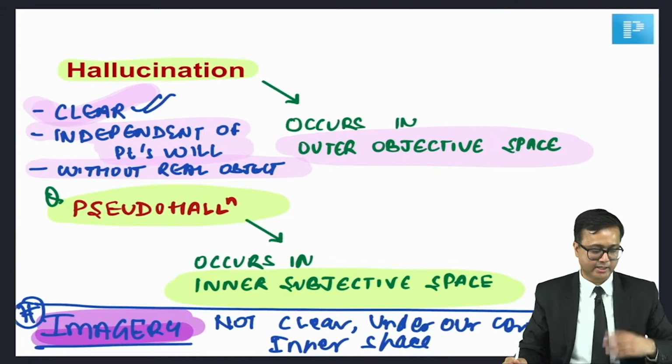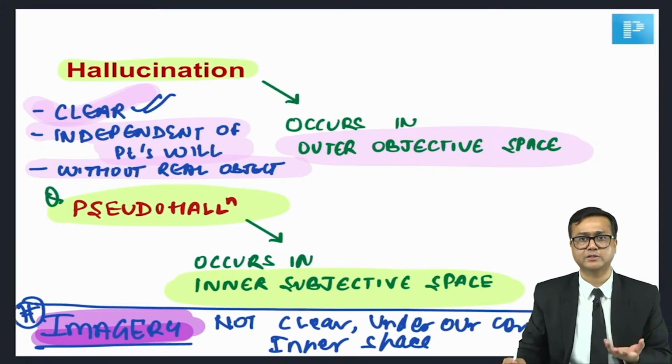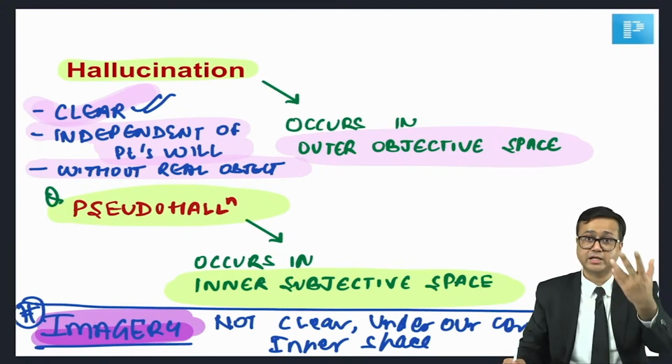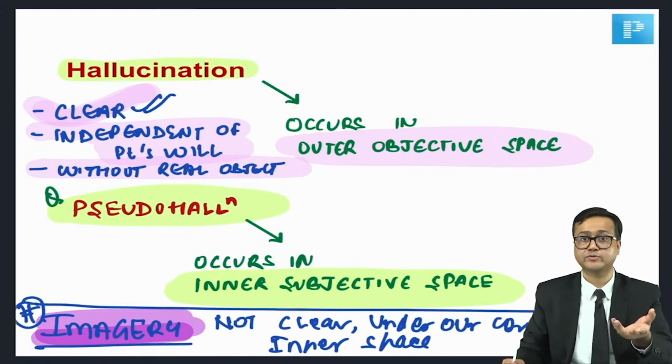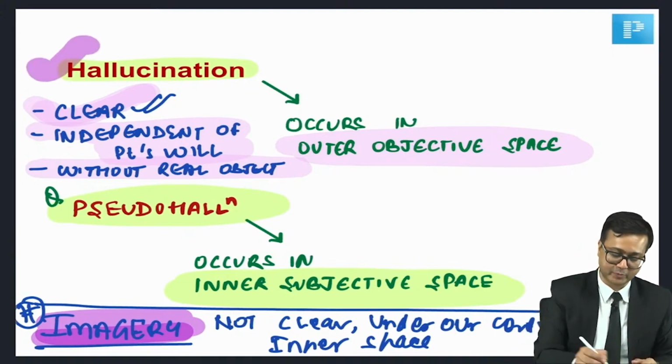Yes, in the movie Lage Raho Munna Bhai, the actor Munna Bhai is able to see Mahatma Gandhi. Here, we know Mahatma Gandhi is no more with us. So it was very clear to him. It was independent of his will. Mahatma Gandhi would come and go on his own, and it was occurring in the outer space. So that was a classical example of hallucination.